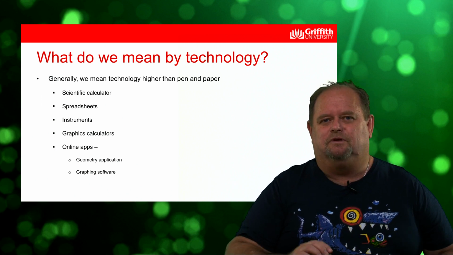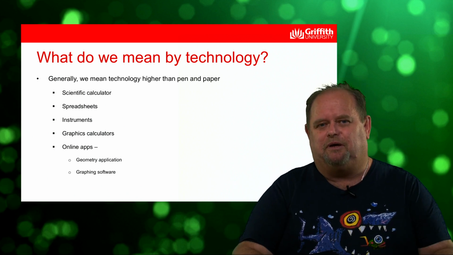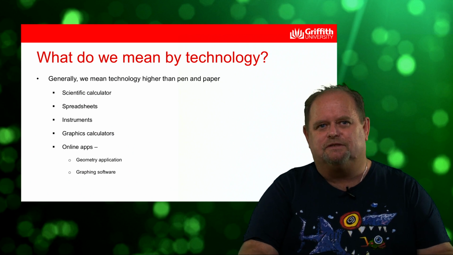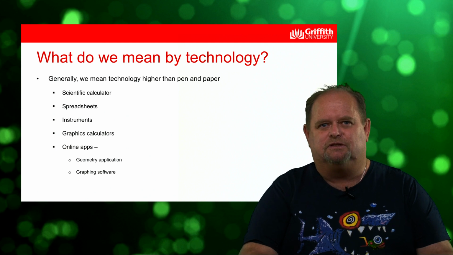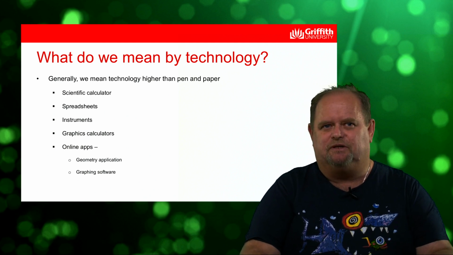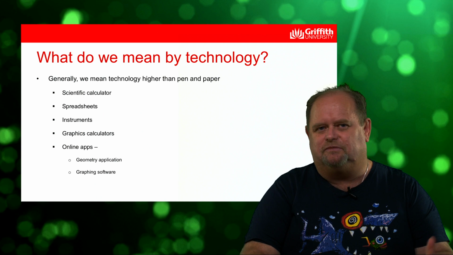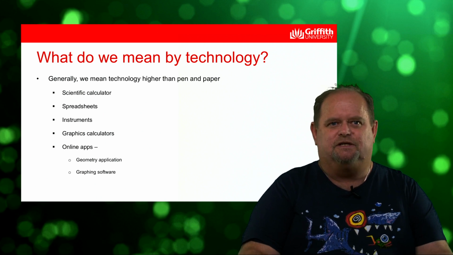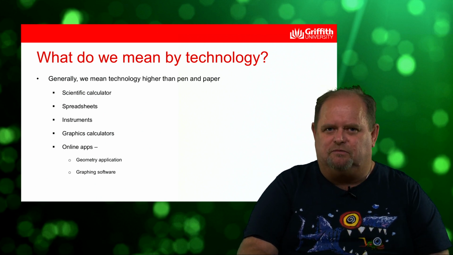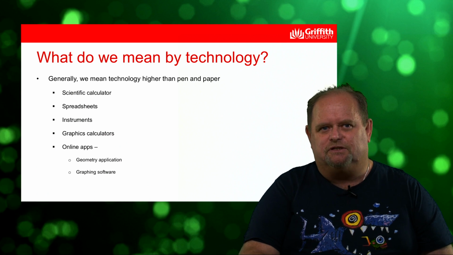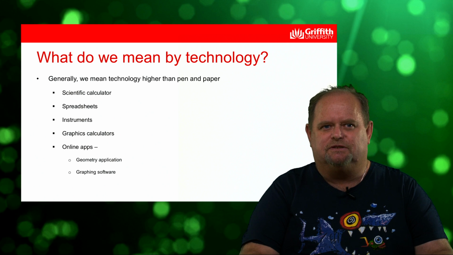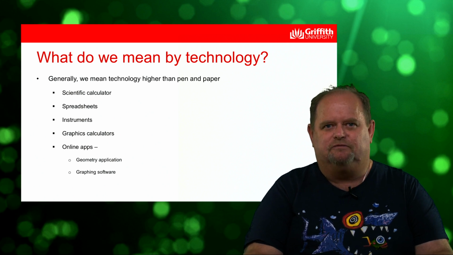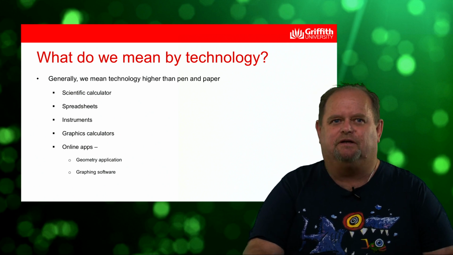Generally, we mean technology anywhere from pen and paper all the way through to the high-end stuff. But it's assumed that we also allow students to use pen and paper. There are some examples: scientific calculators, instruments, graphics calculators, etc., as well as some online apps that you might know of and have used yourself from time to time. Geometry applications and graphic software, for example, like Desmos, etc.